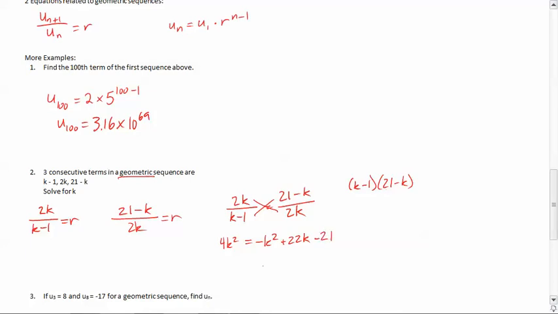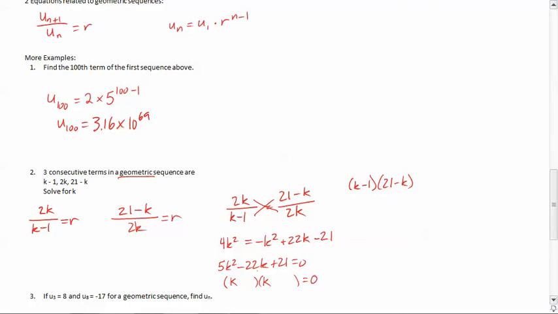So at this point, I'm going to move everything over to the left-hand side, which is going to give me 5k squared minus 22k plus 21 equals 0. So I added k squared, I subtracted 22k, and I added 21. And so at this point, we want to factor, if we can, and hopefully we can. So there we go.